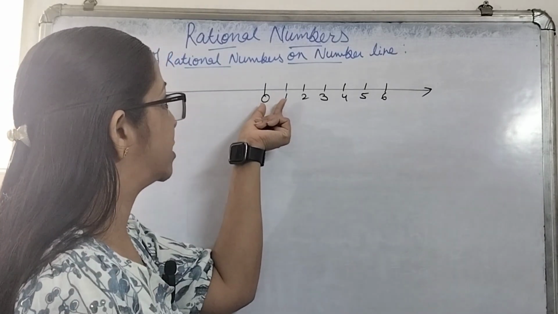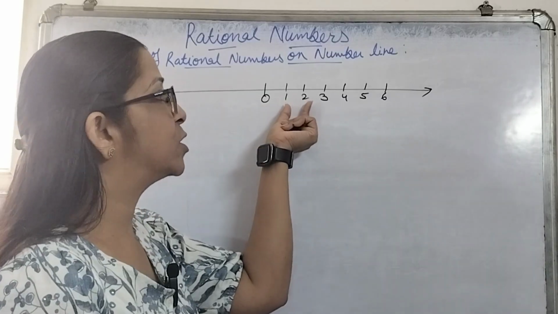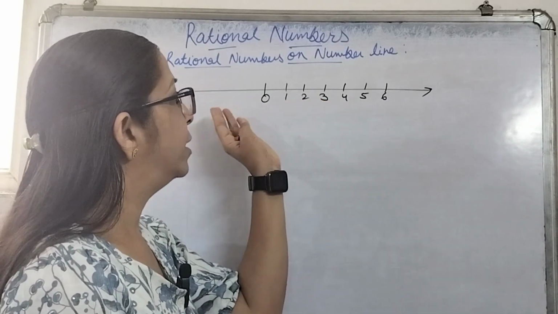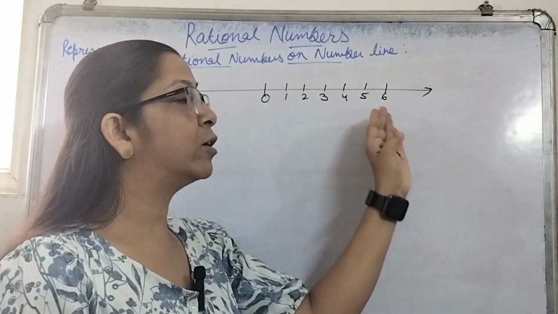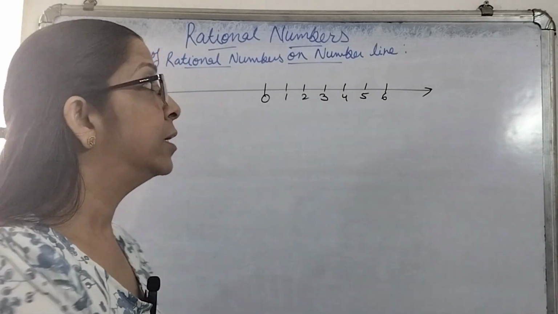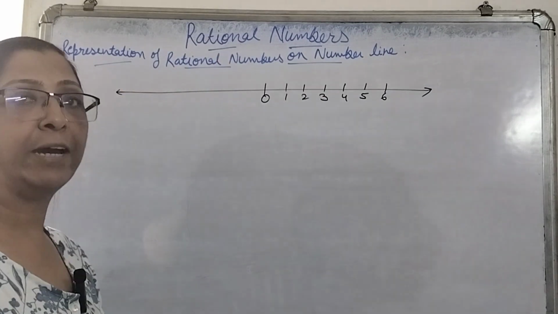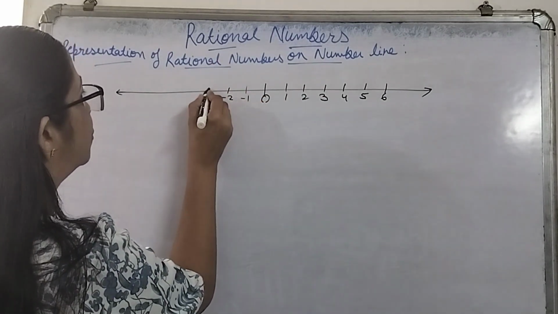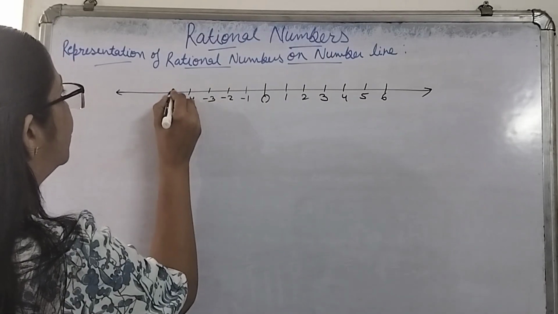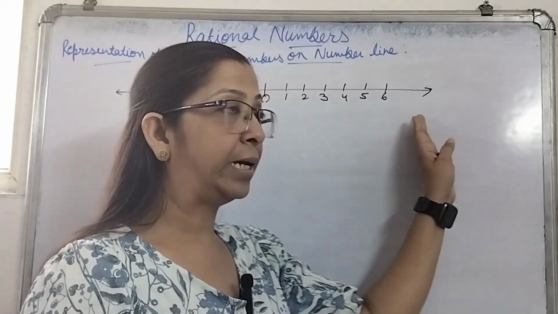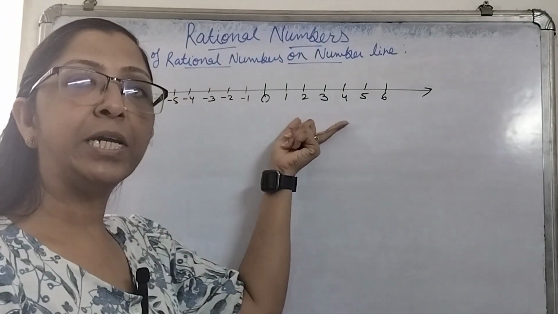The distance between 0 and 1 will be equal to the distance between 1 and 2, the distance between 2 and 3, the distance between 3 and 4. That means the distance between every consecutive number will be equal, and that is known as the unit distance. The same will be applicable towards the left also. At the unit distance, I will be taking minus 1, minus 2, minus 3, minus 4, minus 5 and so on. So this is how we make a straight line representing all the integers.